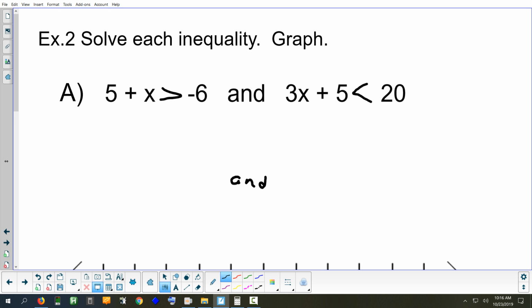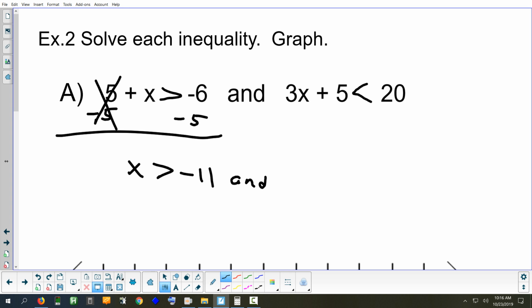So let's start with the one on the left. Jaden, what's my first step? And actually my first and only step. Subtract 5 from both sides. Yep. Don't worry about the other one, we're going to do that after. 5 minus 5 is gone. And Jaden, can you tell me what you'll get for an answer? Negative 11. Can you tell me the whole thing? X is greater than negative 11. Perfect. So x is greater than negative 11.